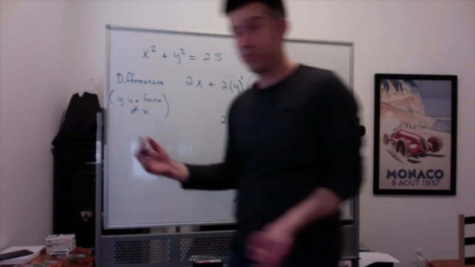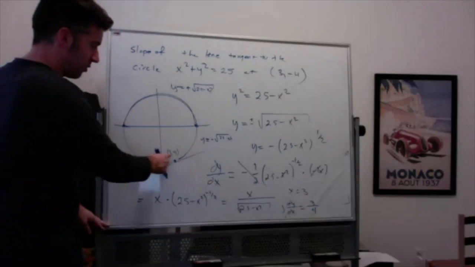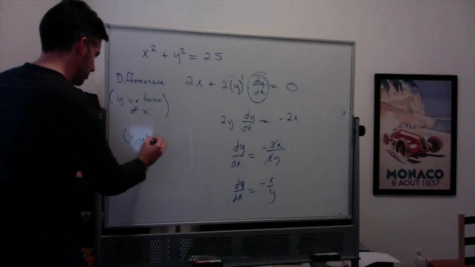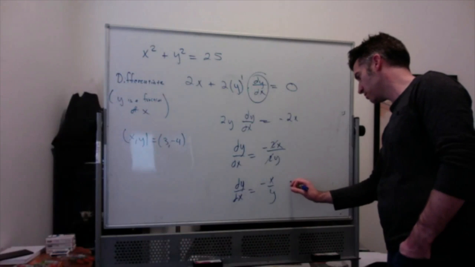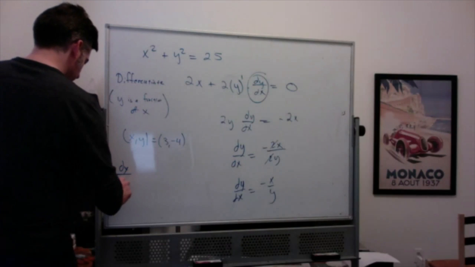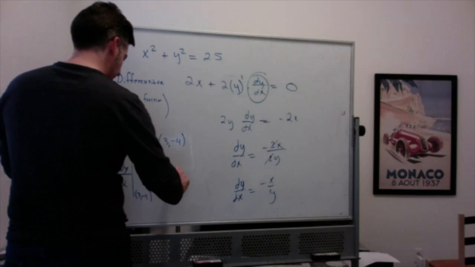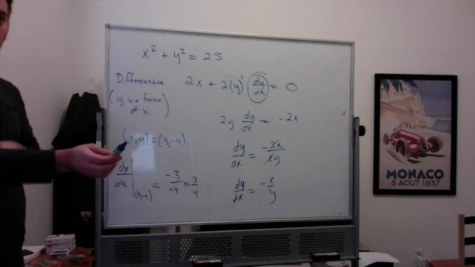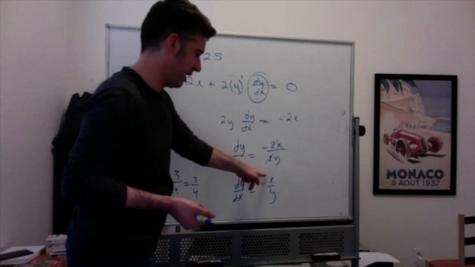And now look, if we plug in the point (3, -4), we get that the derivative is, I'm going to write it this way, dy/dx evaluated at (3, -4) is equal to -3 over -4, which is 3/4, just like it was before. The difference here is that we had to plug in the x and the y value because there was a place for the x and the y value.